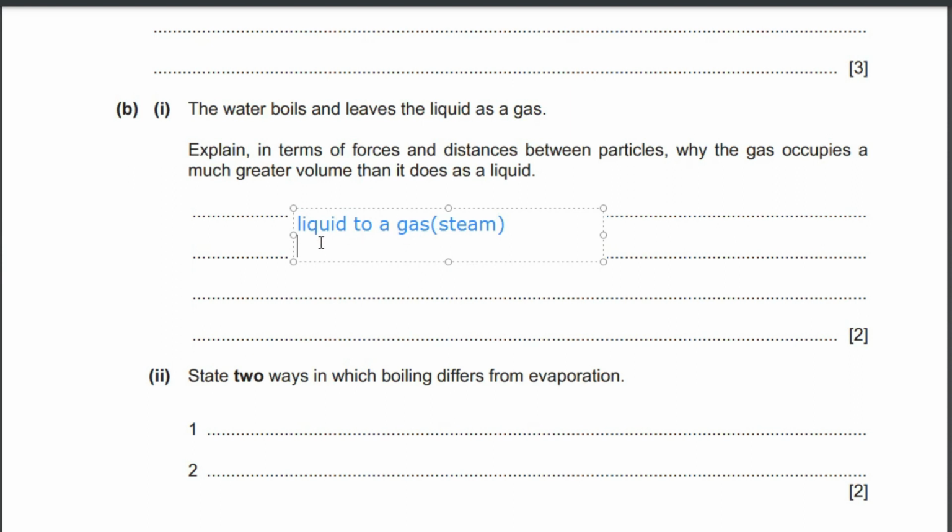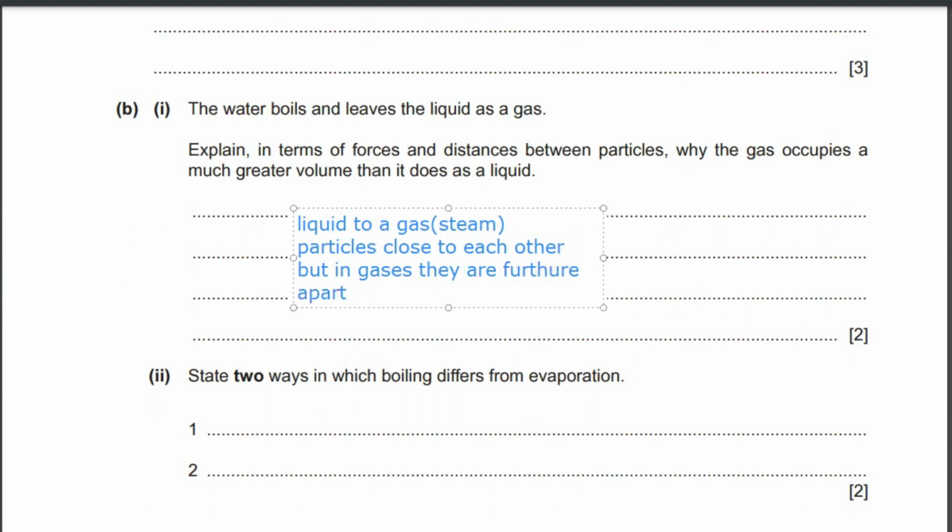So liquids have particles close to each other, but in gases, they are further apart from each other.